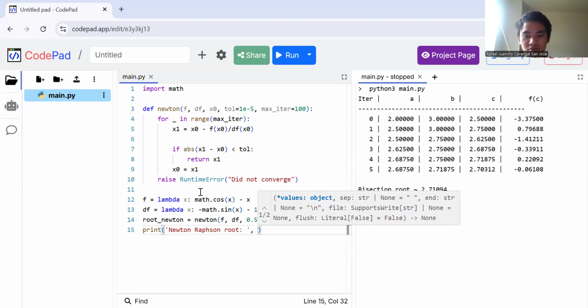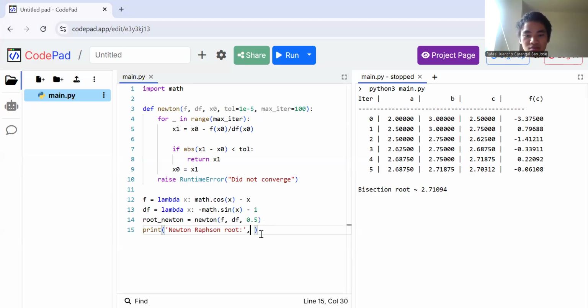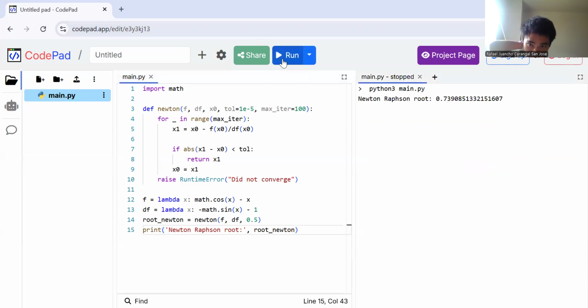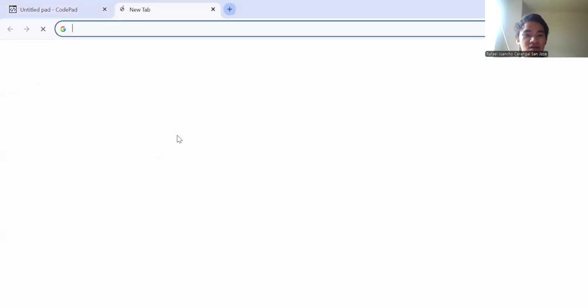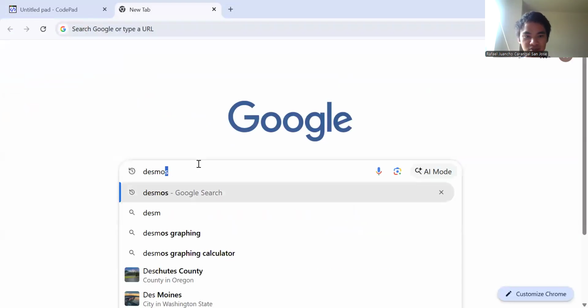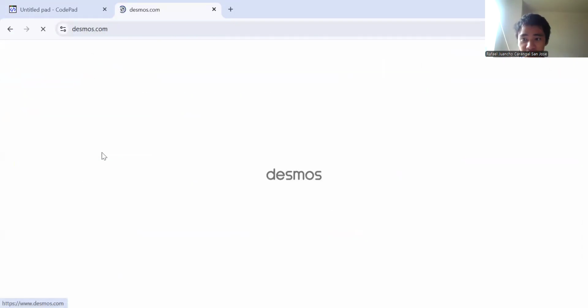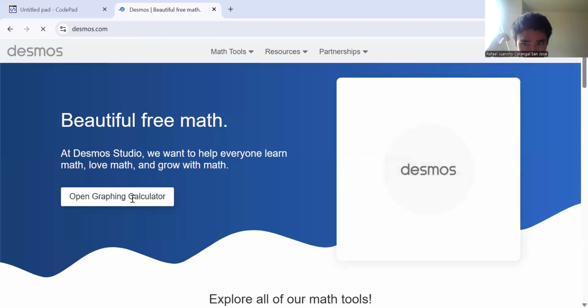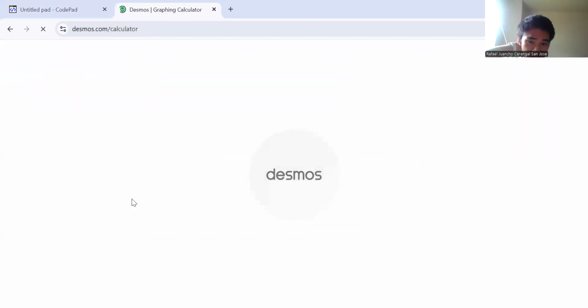Okay, this one should give me the root around that point. So if we run it, there we have it, 0.739-ish. And then if I check it in Desmos, it should converge to that. But then again, we're not super sure because we added tolerance.